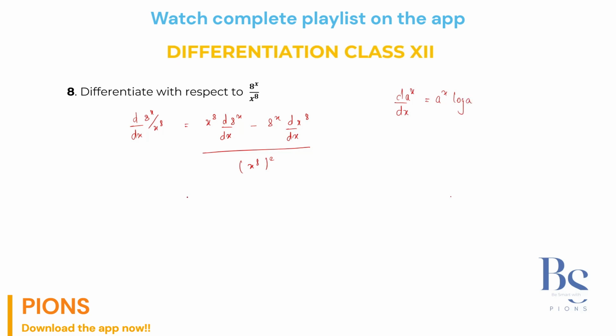So here it will be x raised to 8, 8 raised to x log a. A is what? 8. Minus 8 raised to x. This is our direct formula, first formula of differentiation. 8 will come in front, x raised to 7, whole divided by x raised to 8 and 2, you know that will be multiplied and it will be x raised to 16. Clear? So this is our complete differentiation of question number 8. Though it looks confusing, it is very simple. Let's move to question number 9.